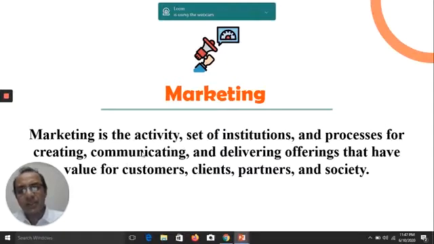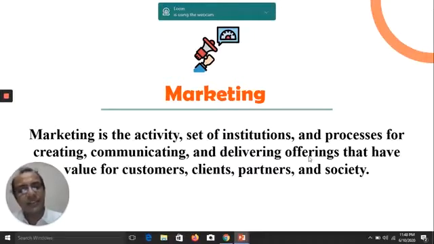It includes a lot of activities you have to perform in marketing. As it mentions, it shows a set of institutions. There are so many firms and institutions working together in marketing, and it is a process. Whenever we talk about a process, we know there are some steps. In marketing, we have to create something, communicate something, and deliver. What? Offerings. Here, offerings is the umbrella term for product or market offering. It can be anything that can be offered to the market, and it has the capacity to satisfy the requirements of the target market or customers.